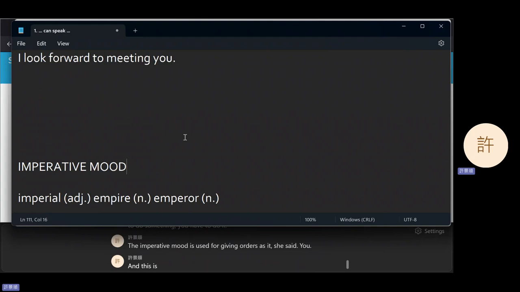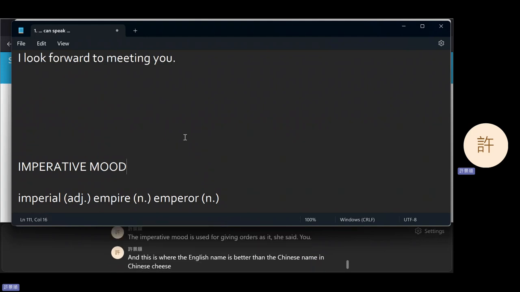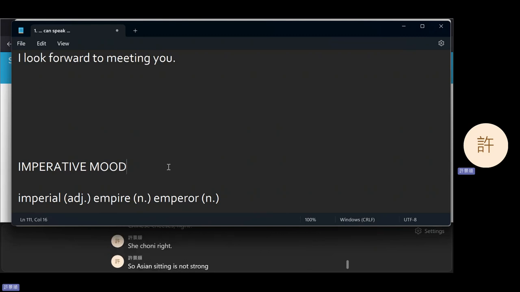And this is where the English name is better than the Chinese name. In Chinese, 祈使, right? 祈求你来做一件事情 is not strong enough. Imperative is a direct order. Someone is not asking you, someone is not inviting you, this person is ordering you to do something.